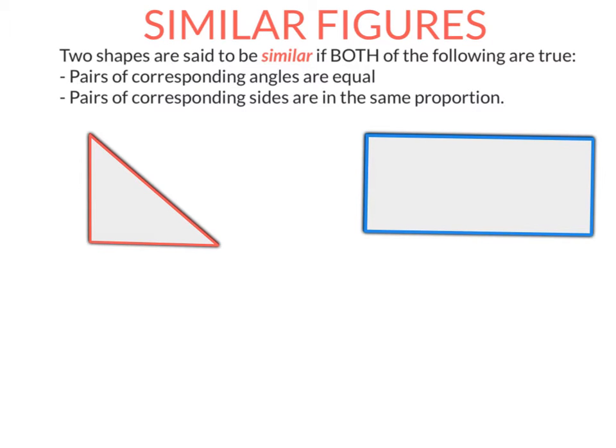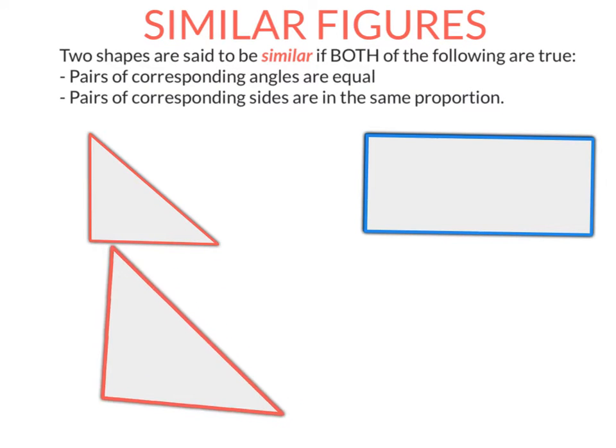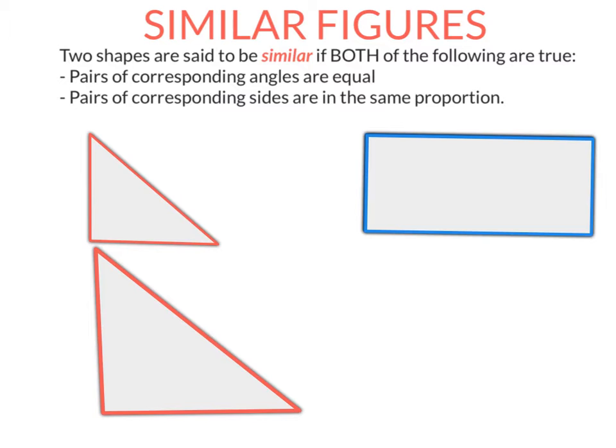So two shapes are said to be similar if pairs of corresponding angles are equal and also pairs of corresponding sides are in the same proportion. The idea is that if two shapes are similar, one's just a bigger version of the other. So we could take this triangle here and we could just blow it up. We increase it proportionally. So these two are like the same shape, but not necessarily the same size.